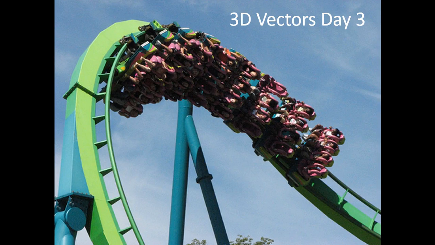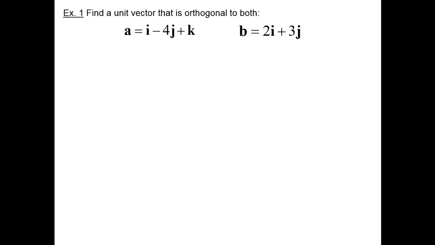Okay, so this is our last PowerPoint on vectors in 3 dimensions, and the topic mostly is going to talk about the cross product and how we can apply the cross product to solve some problems. What's an example? Find a unit vector that is orthogonal to both A and B. Recall that orthogonal just means perpendicular, so we need to find the cross product between A and B.